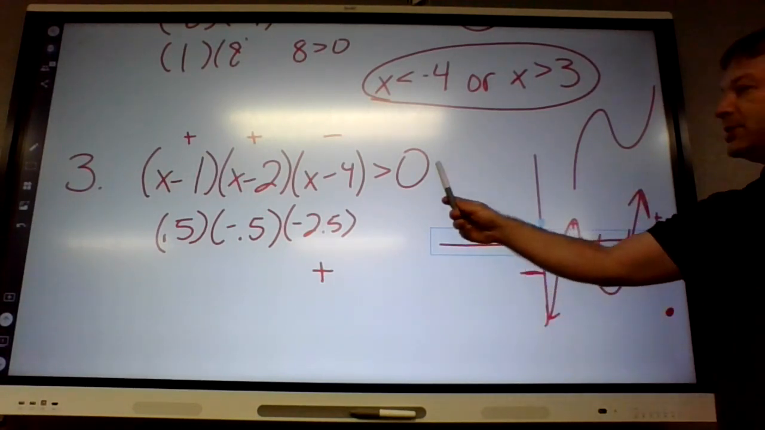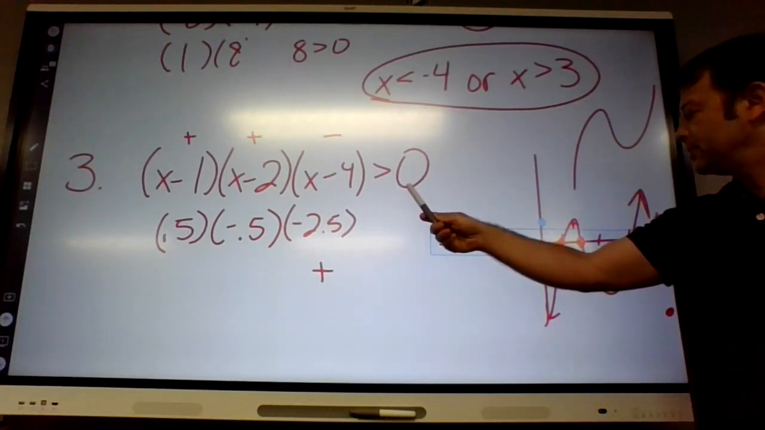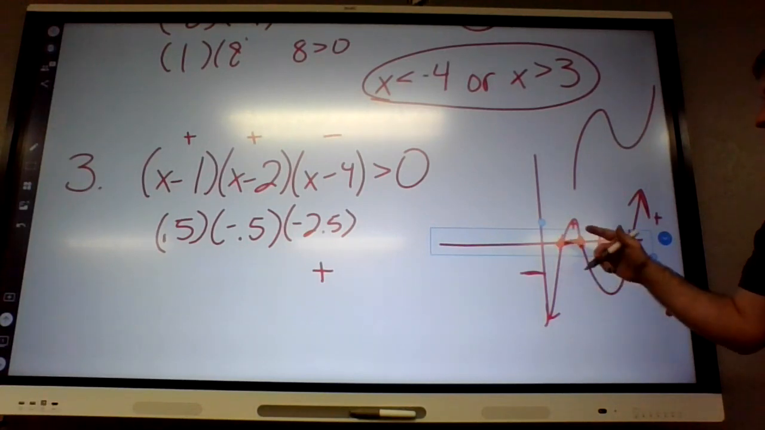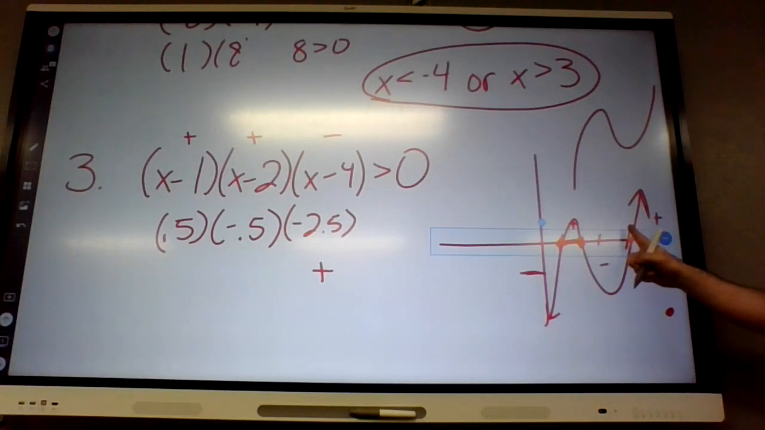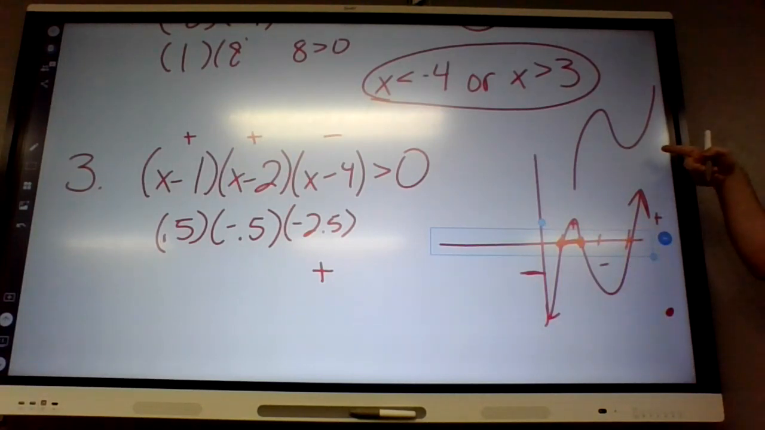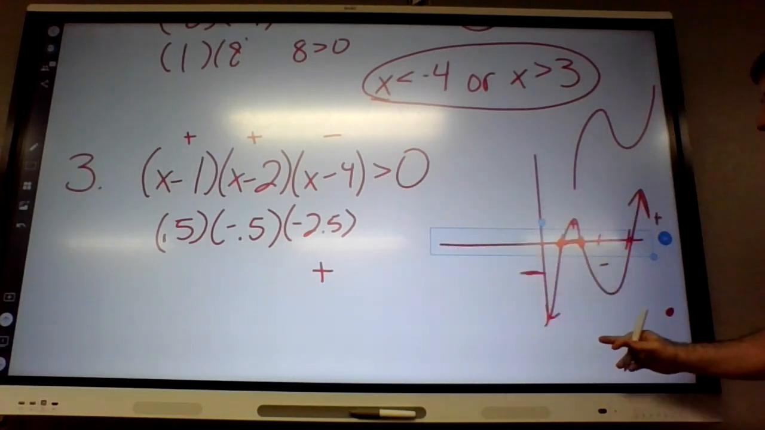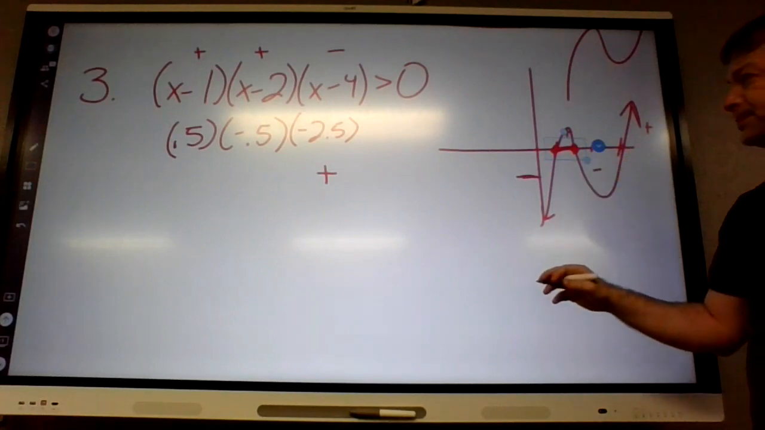Okay, so the question is, where's the graph greater than 0? Where's the function greater than 0? It would be between here and here, it's positive. And it would be everything past 4 is positive. That's what greater than 0 means. So how would I say that? How do I say between 1 and 2?